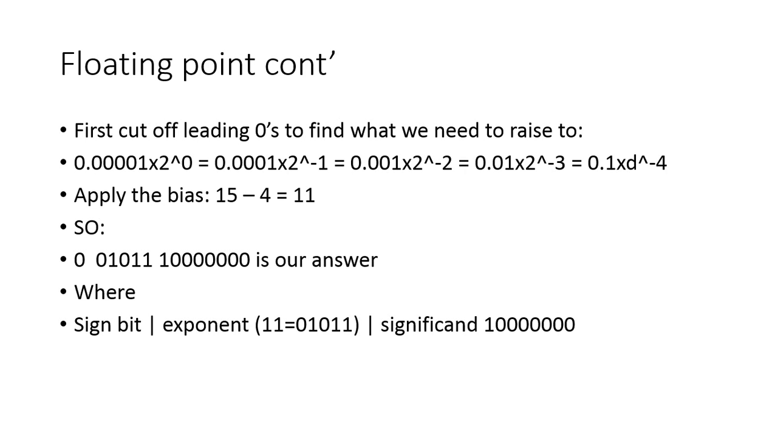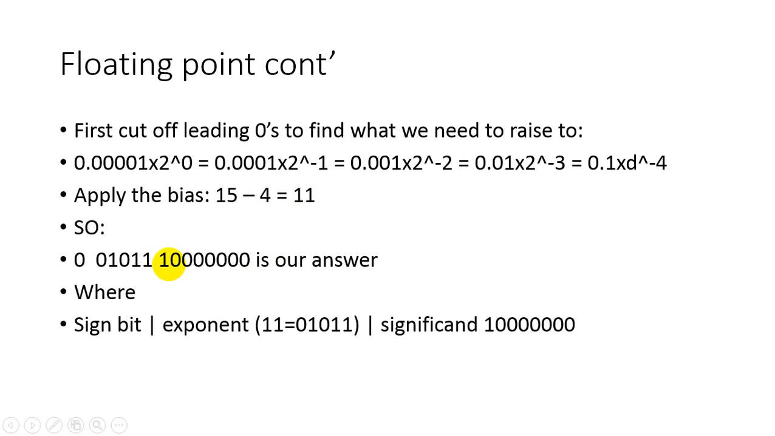So first we cut off those leading zeros and we figure out what to raise it to. In this case, we're going to raise it to the negative 4th power, because 0.0001 times 2 to the 0 is 0.001 times 2 to the negative 1st, which is 0.01 times 2 to the negative 2nd, and so on until we get to the negative 4th. And then we apply the bias, which is 15 minus 4, which is 11. Therefore, our answer is 11.